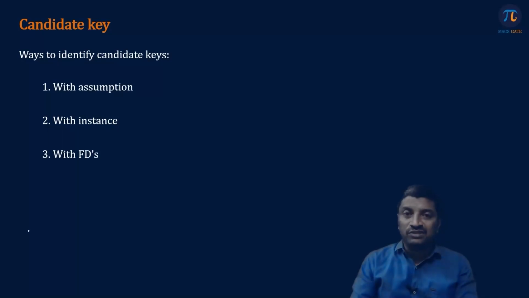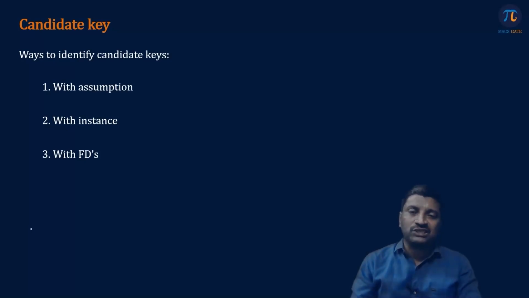And the second one is with instance. When they give the relation instance of the particular relation, we can identify what is a candidate key. And the last one is with the use of functional dependencies. So when they give some set of functional dependencies which are holding on that particular relation, using those functional dependencies, we can identify what is a candidate key.